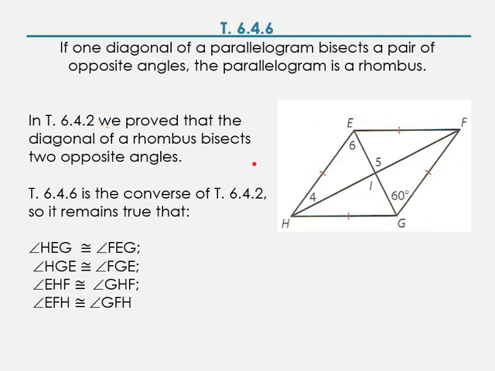In Theorem 6.4.2, we proved that the diagonal of a rhombus bisects two opposite angles. So all we'd have to prove is that two of these angles are congruent, and we have met the requirement for 6.4.6. So if one diagonal, in this case it would be EG, bisects a pair of opposite angles, the parallelogram is a rhombus.